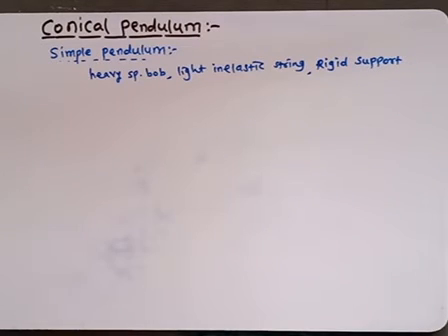But in practice all these three things are not there, because if the bob is heavy, then it is not a point mass. Also a light inelastic string and a rigid support do not exist. Therefore we consider any bob suspended by any string from any support as a simple pendulum. Now we will see the conical pendulum.